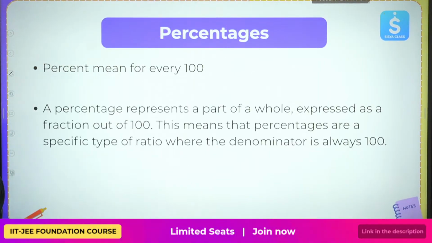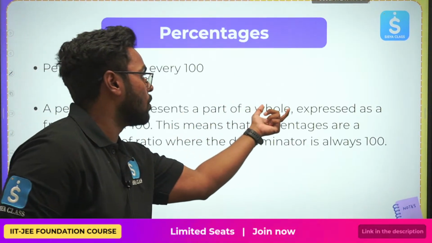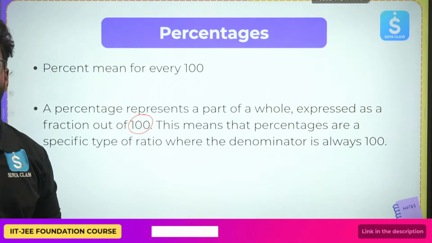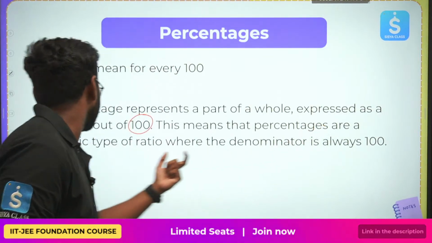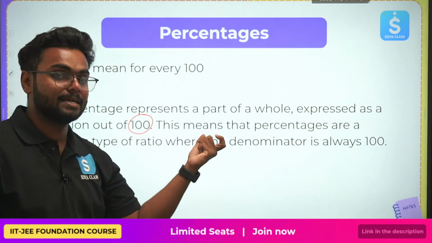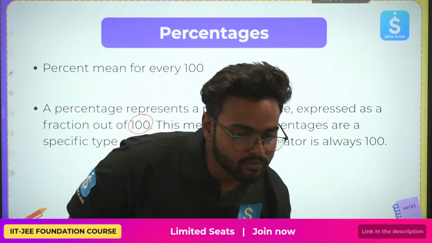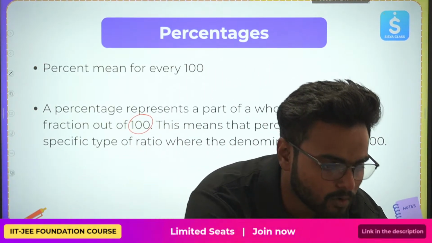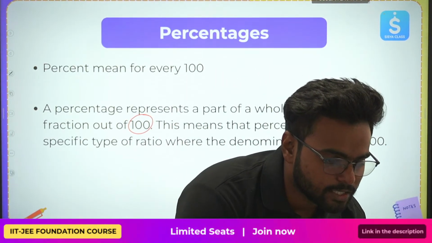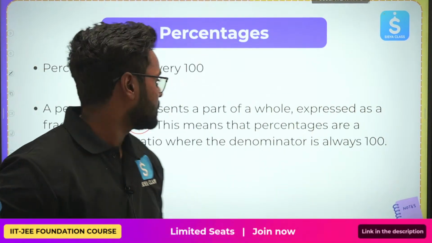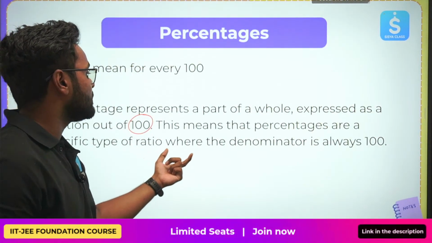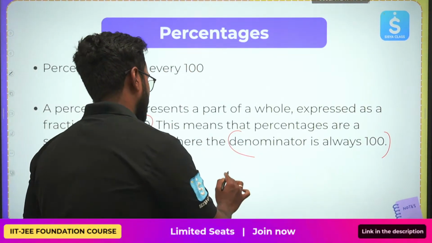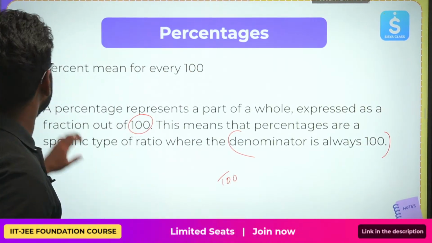Now, a percentage represents a part of a whole expressed as a fraction out of 100. This means that percentages are a specific type of ratio. This is not directly in the syllabus, but we are teaching you the foundation basics. So it's a specific type of ratio where the denominator is always 100. Now, let's continue.